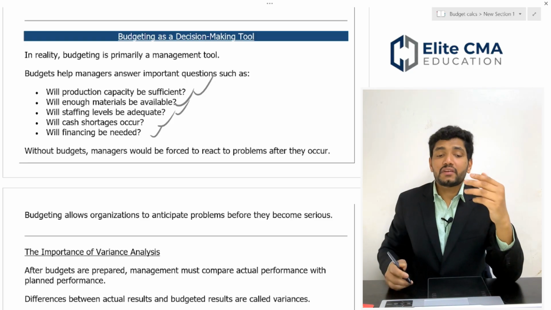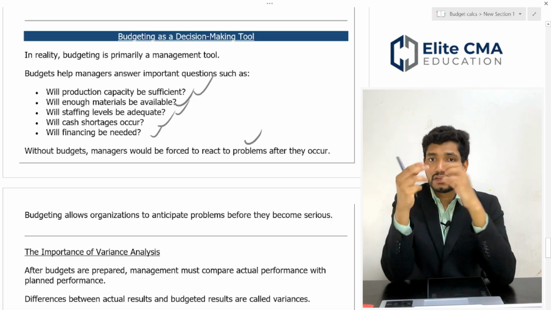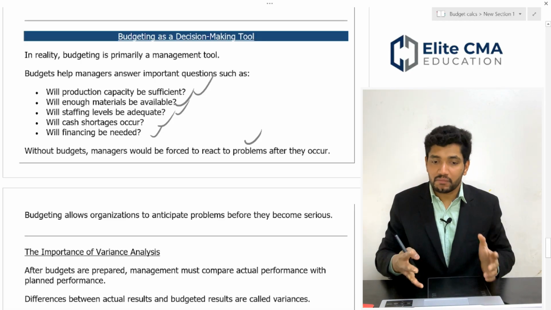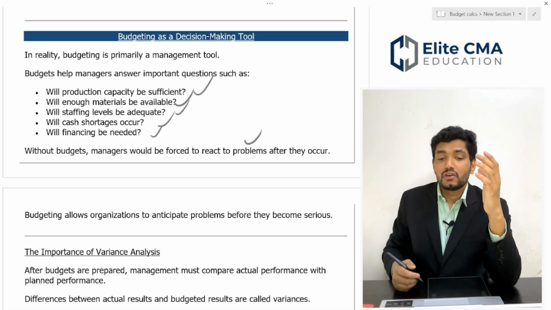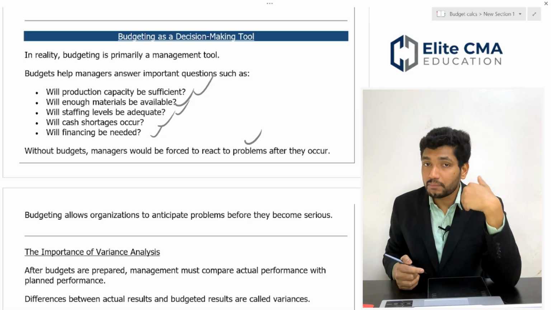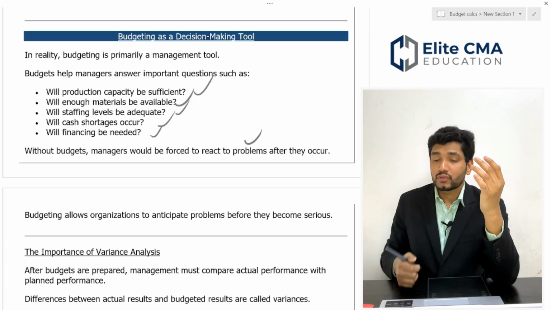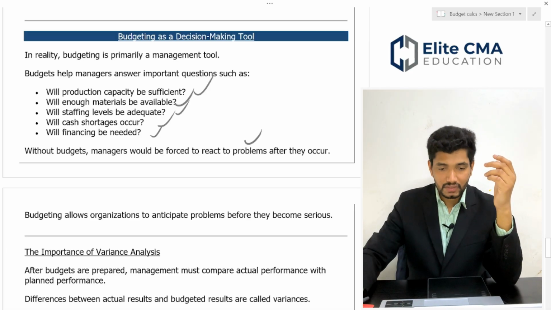Without a proper budget, managers would be forced to react to problems after they occur. If you have a proper budget, you can be proactive about your problems. If you don't have a proper budgeting system in the company, you will be reactive. You can only act once the problem arises. So it is a reactive approach to problems once the problem occurs.